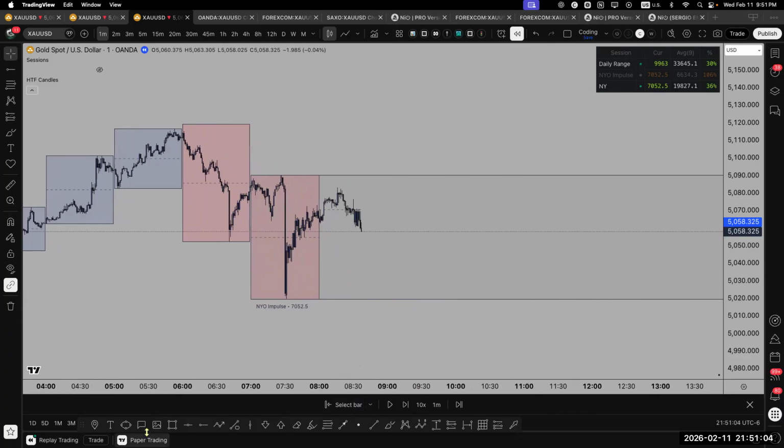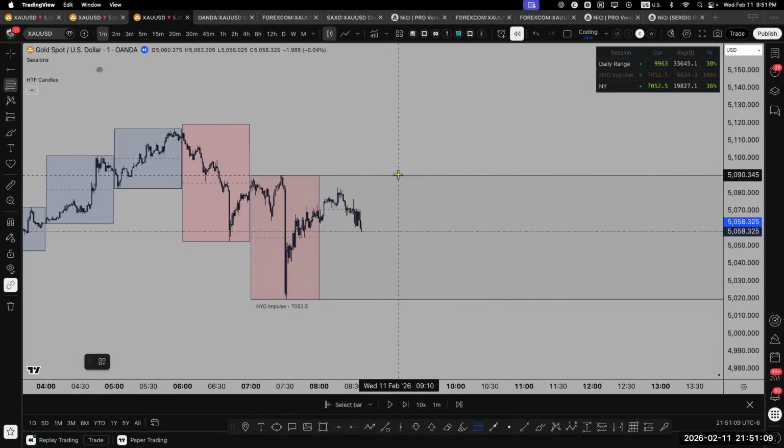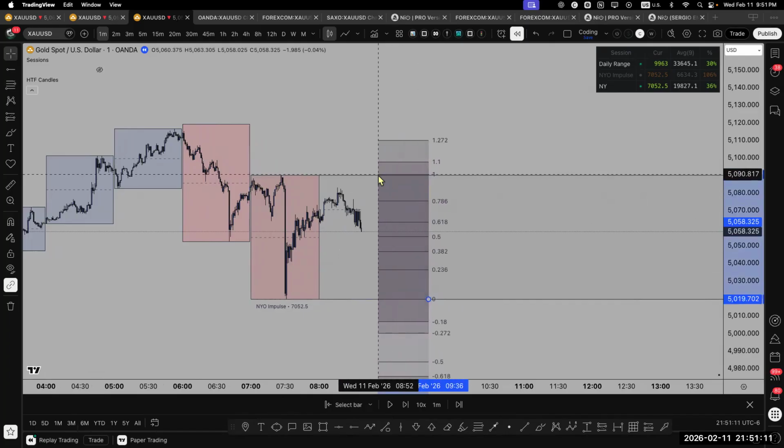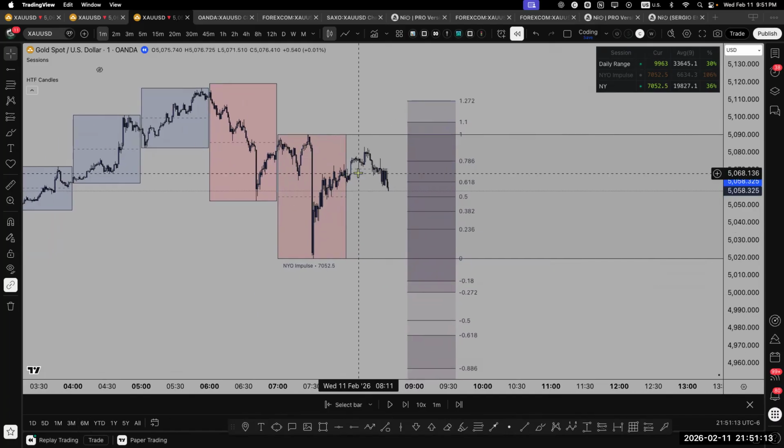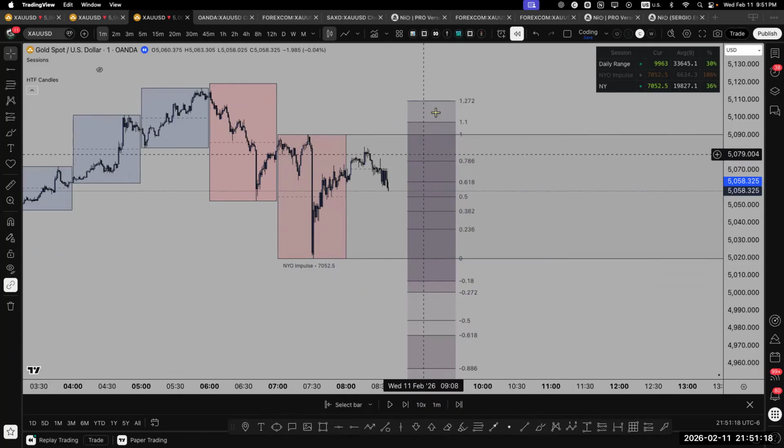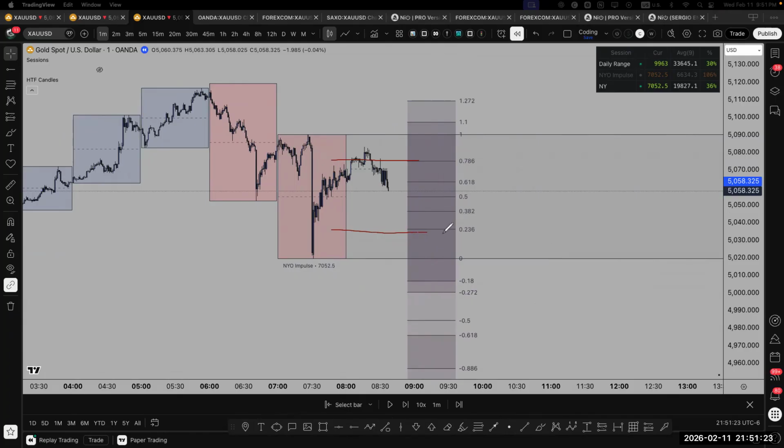We have a strategy where we measure the New York impulse high to low, and we reach the 78% level, and basically we look for sales at the sell high area. Take profit one is here, and if price decides the trend, take profit two is down there, and take profit three is down here.